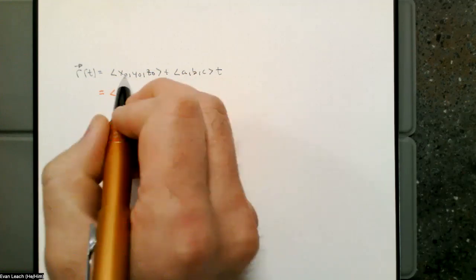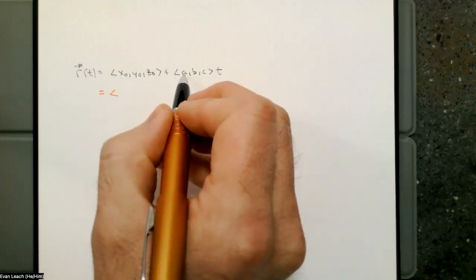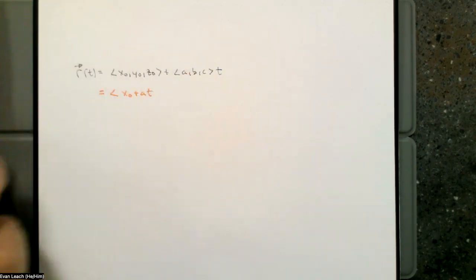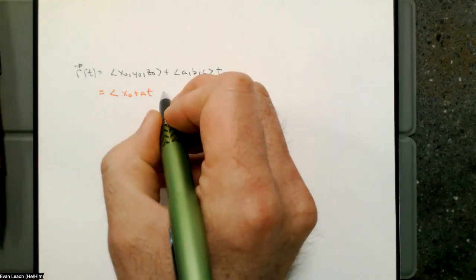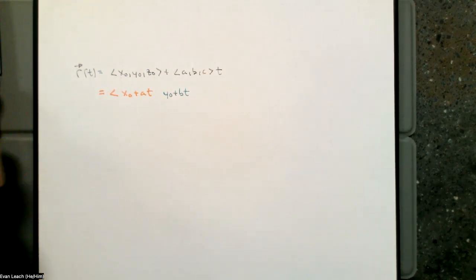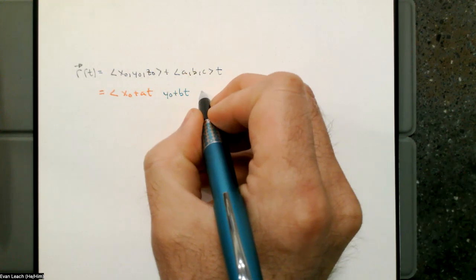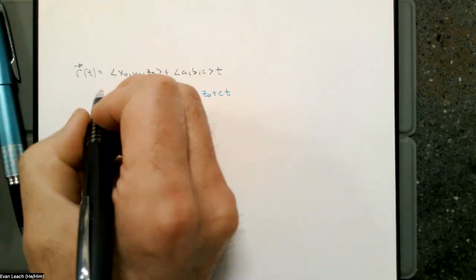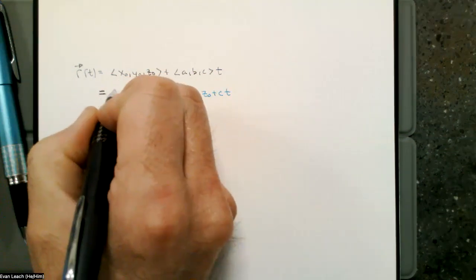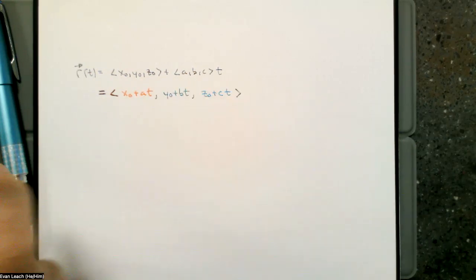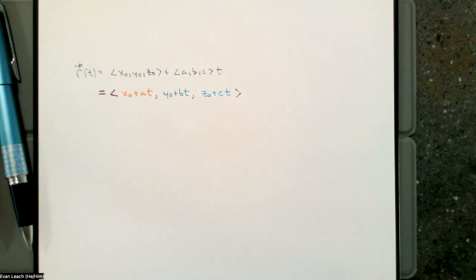I have x naught, this is just a linear combination. So I multiply by t. I have this first component will be x naught plus a times t. Our second component will be y naught plus b times t. And our third component will be z naught plus c times t. So we can just put this together, and now we can write the parametric equations.